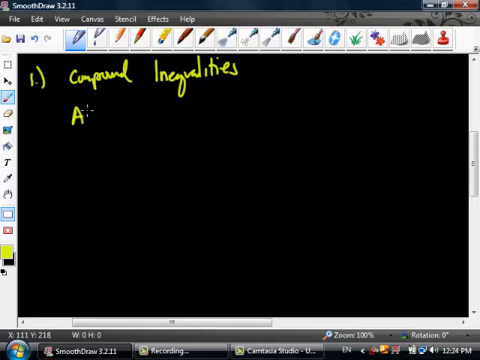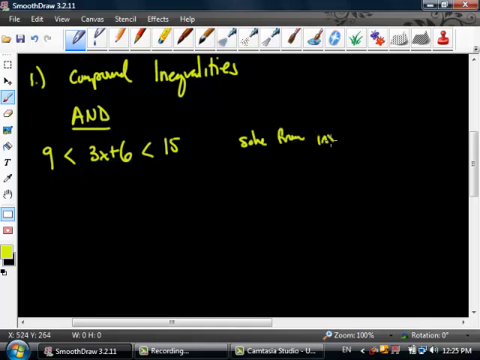So there are two versions of this. There's the AND compound inequality, and you'll see this generally stated as, say, 9 is less than 3x plus 6, which is less than, say, 15. When you have an AND inequality like this, and you have your variable in the center, you have to solve from the inside out.